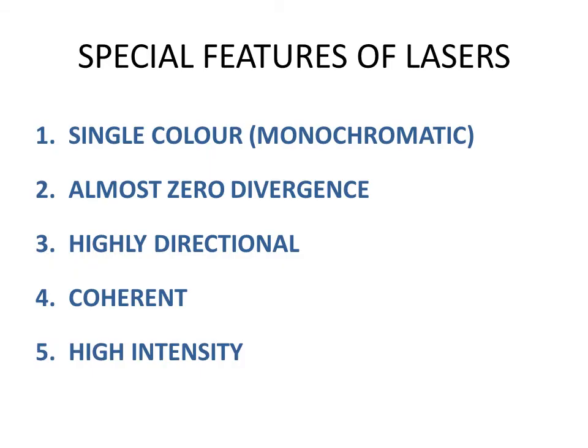Therefore, to sum up the special features of lasers, I have listed them out as 5 different features. Actually, there are 4 of them. I will just read out. The most important property of laser light is that it is of single color, or it is highly monochromatic. And the second one is it is having almost zero divergence, or it is highly directional. The second and third point is pretty much the same thing: zero divergence or highly directional. And the third one, I have listed it as fourth.